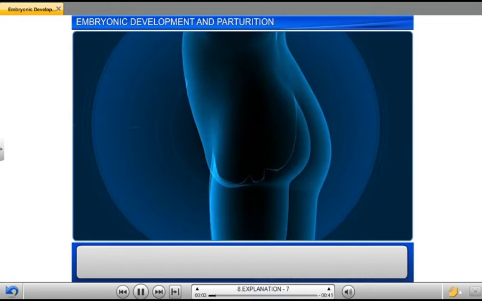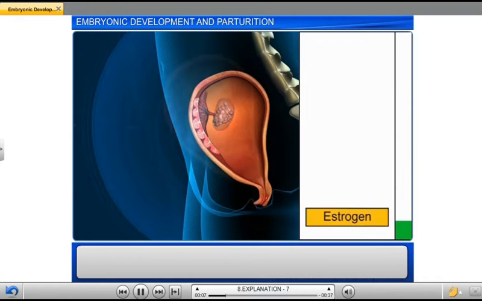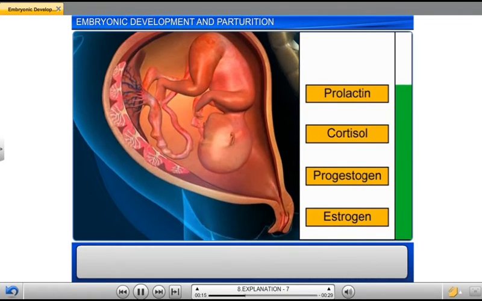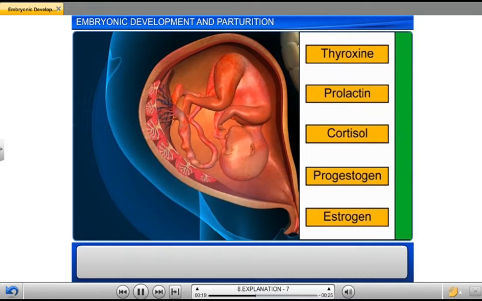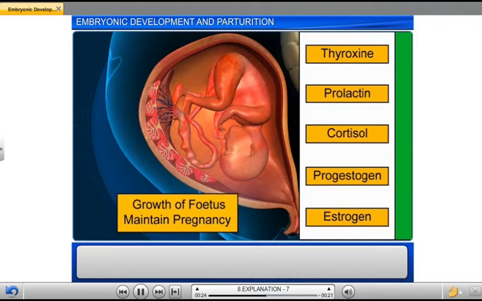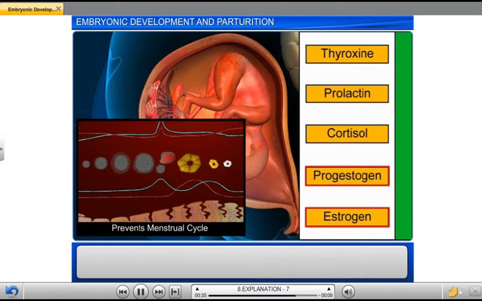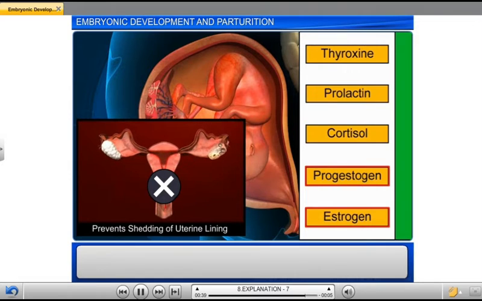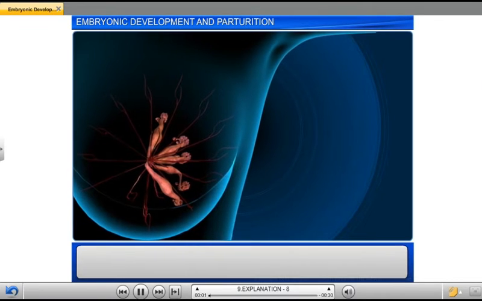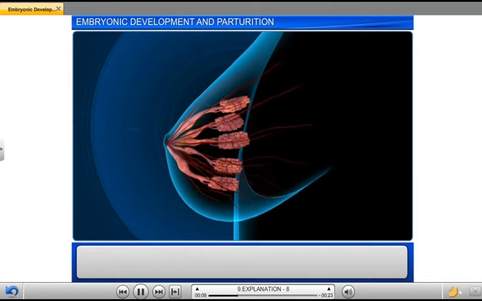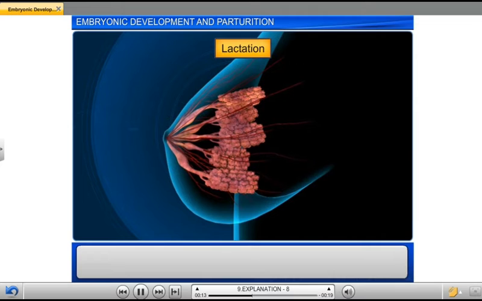Apart from the secretion of these hormones, the levels of other hormones such as estrogen, progestogen, cortisol, prolactin, and thyroxine also rise rapidly in a pregnant woman's body. These hormones support the growth of the fetus as well as maintain the pregnancy. Increased levels of progestogen and estrogen, for instance, put the menstrual cycle on hold and prevent the shedding of the uterine lining, which is embedded with the developing fetus. Hormonal changes also cause the cells of the mother's mammary glands to differentiate, resulting in these glands producing milk by a process called lactation towards the end of pregnancy.